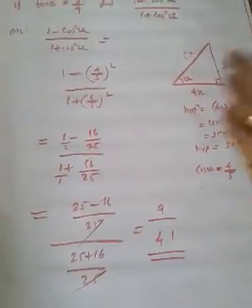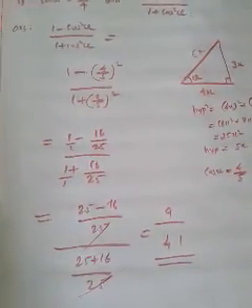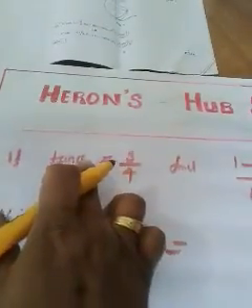See, so it comes under section B. If there is no simplification possible, you can follow the same method, no problem, if the question is like this.